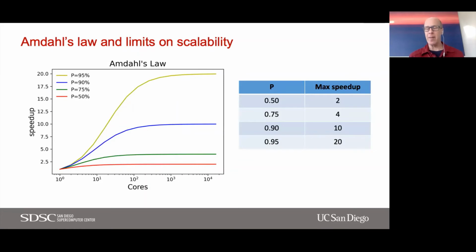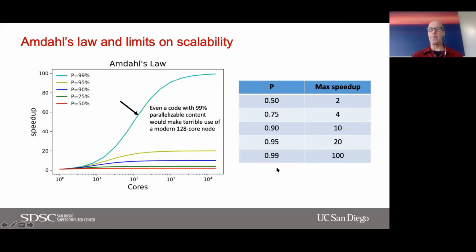So this is one of the figures that was generated using the GitHub repo. I'll post that again in the chat when I'm done with this session. Here we're looking at the speed up of a code: how many times faster does the code run as a function of the number of cores? We're looking at codes that have 50%, 75%, 90%, and 95% parallel content. Even with 95% parallel content, no matter how much hardware we throw at the problem, we're only going to get a maximum speed up of 20.